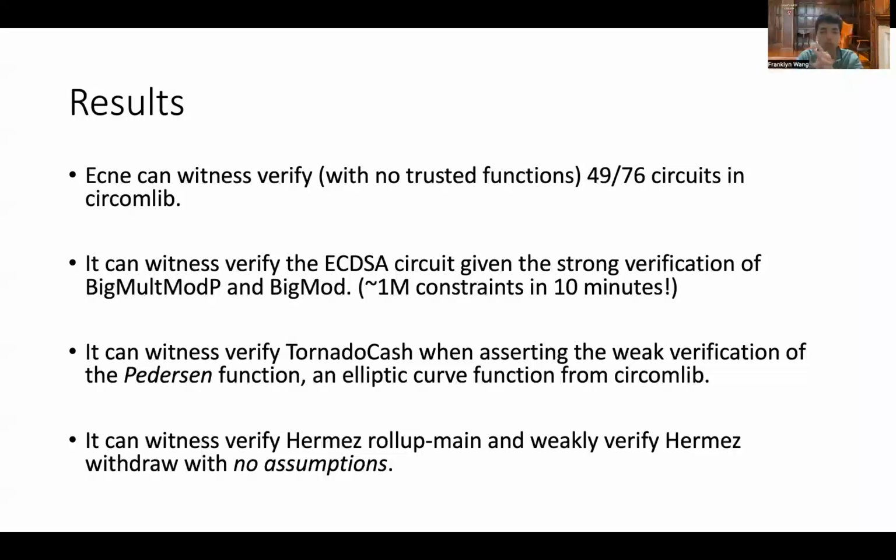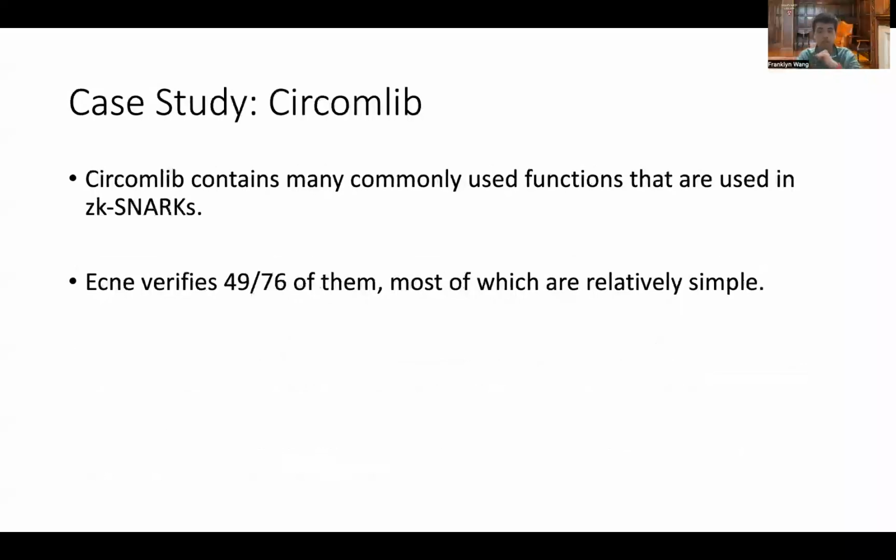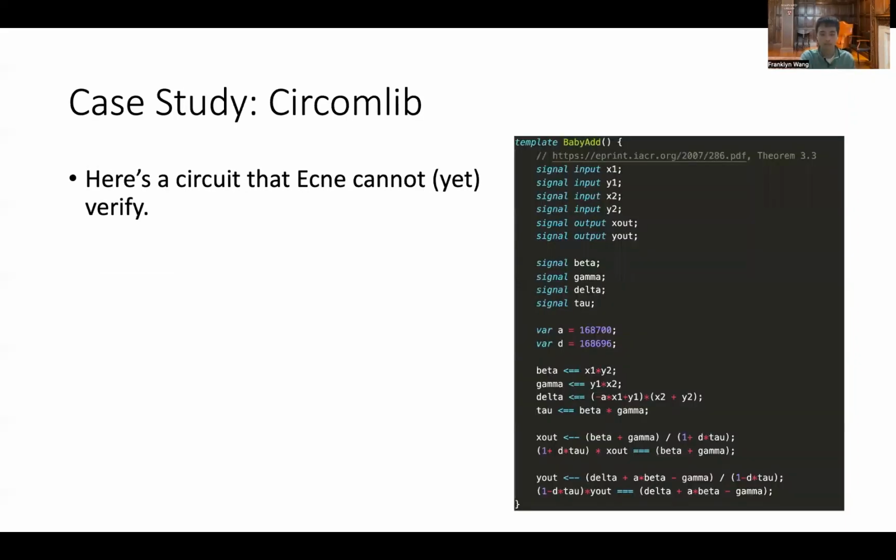So now I'm going to talk about each of these results in a little more detail. Circumlib contains a lot of commonly used functions that are used in zk-SNARKs, things like hashing, things like indexing, like the example I showed at the very beginning, and Ecne is able to verify 49 out of 76 of these, most of which are relatively simple. But there are still some that it doesn't verify yet. And here's one of them.